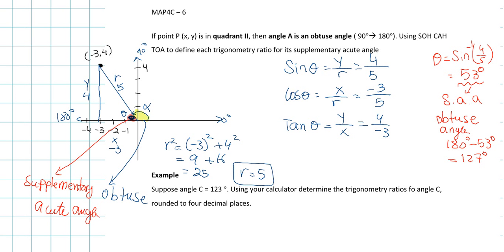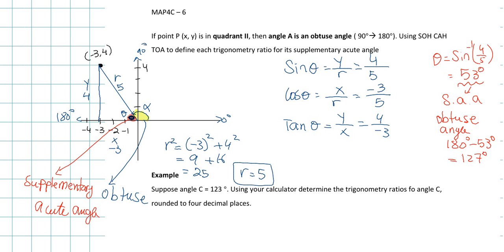It should give you negative 53, no? Try again. Negative 53. And this is where you're going to even have to use your brain a little bit more.